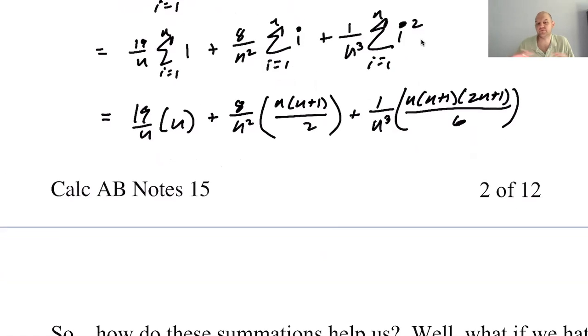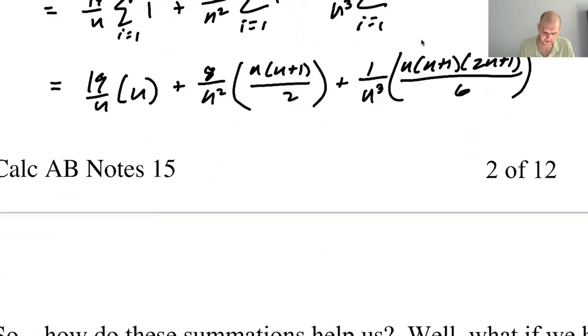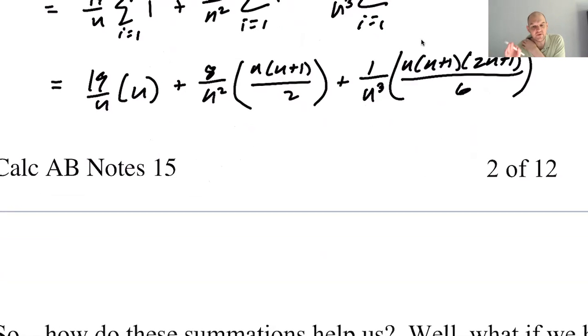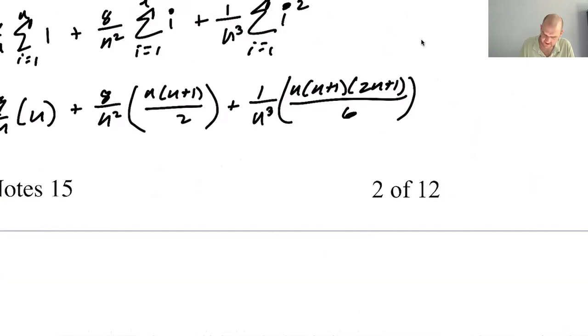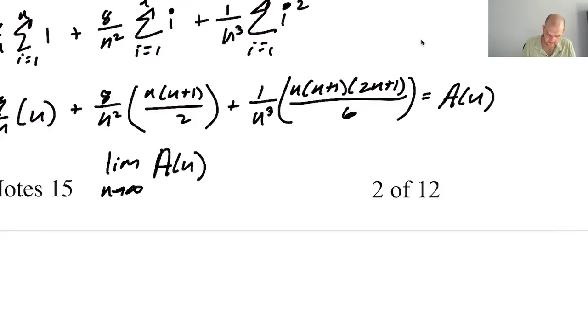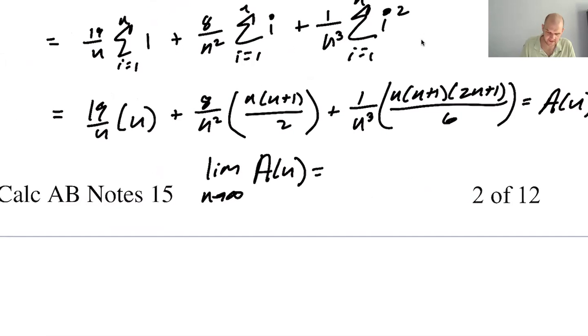So what do we have? This is 19 over n times n, plus 8 over n squared times n times n plus 1 over 2, plus 1 over n cubed times n plus 1 times 2n plus 1. That 2 there, by the way, is a killer when you take a limit. It's not going to get better than this. What if we just took the limit of this? I'll call this whole thing a of n, and take the limit as n approaches infinity of a of n. This is definitely just 19. Here we have 8n squared and some garbage over 2n squared, so 8 over 2 is 4.